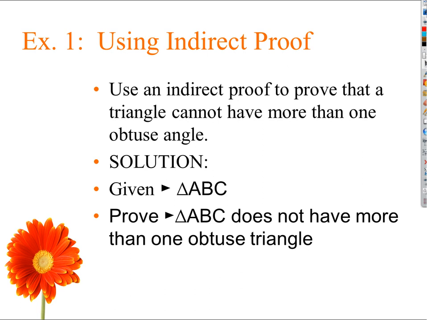If it's not raining, everyone walking in should be dry, right? So if we can see somebody that's not dry, then we just prove that it must be raining by indirect proof. Does that make sense? Okay, so let's take a look at one geometry example.